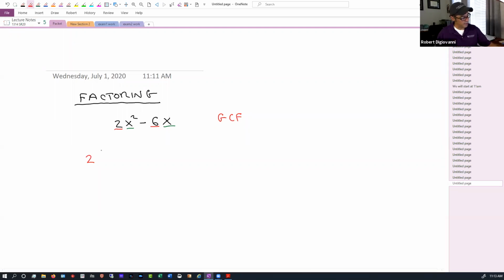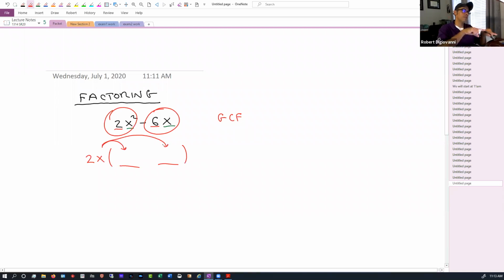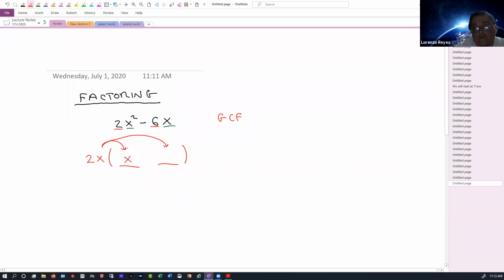So we pull an x out, and then we put a set of parentheses, and we leave enough space for 2 terms, because the original problem had 2 terms in it. And then we figure out what we would have to put in those blanks so that when we distribute the 2x through, we get back the original problem. So this is all review. This should look familiar because we've done it. So we would put an x here, and a -3 here, so that when we distribute through, we get back 2x squared minus 6x. Does that ring a bell? Everyone comfortable with that? Okay.